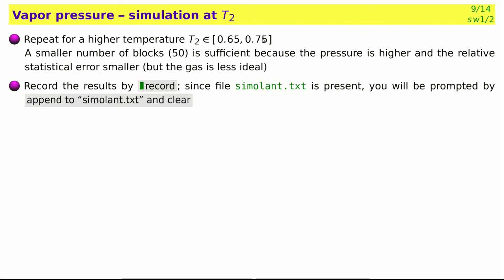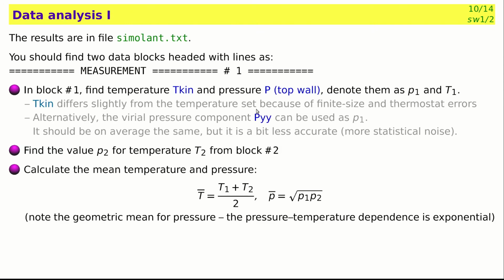You will repeat the simulation for the vapor liquid equilibrium at a different temperature, let us say 0.7. You have a range here, it doesn't have to be exactly this, and simulate again. And after you have two data points for this vapor-liquid equilibrium, that is two temperatures and two pressures. You will find in the table pressure on the top wall. You will calculate the average temperature and average pressure.